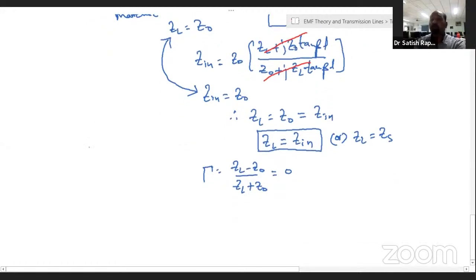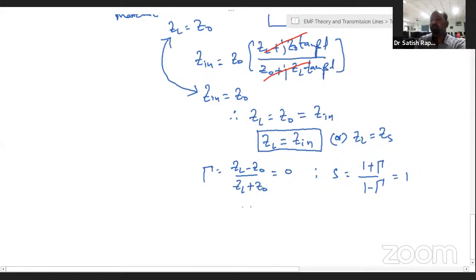So for open circuited and short circuited transmission lines, the reflection coefficient is 1 and minus 1, whereas here the reflection coefficient is 0. Reflection coefficient is 0 in the sense that no reflections take place. When there are no reflections, what is the standing wave ratio? Standing wave ratio is (1 plus capital gamma) divided by (1 minus capital gamma), which is equal to 1.